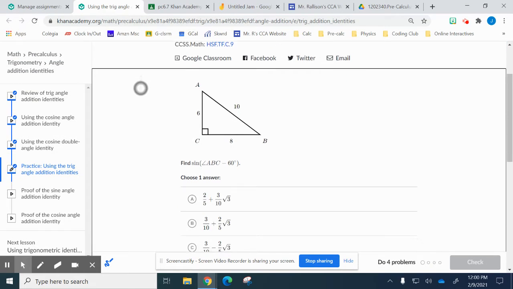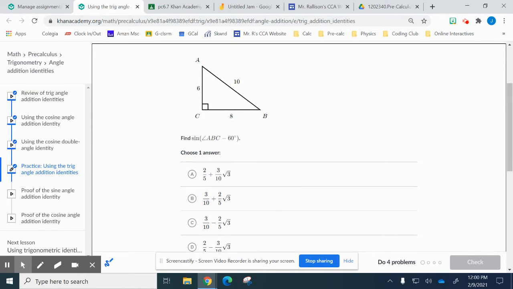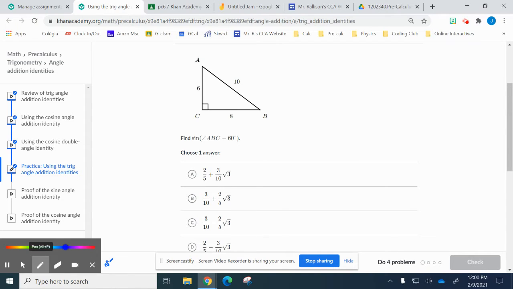Okay. So the first thing we have to remember or notice is that it says to find the sine of angle ABC, right? So that's unusual for us. What we would just think of as angle B. So when you're doing problems like this, get sketchy and mark things up. Okay, so that's what we're looking for, angle B.